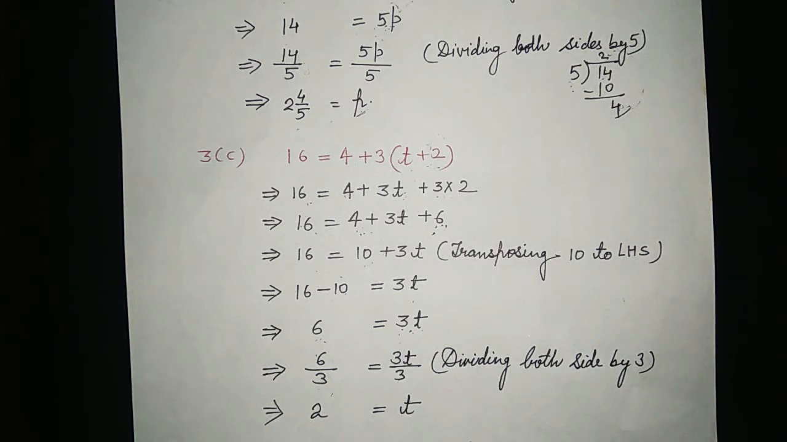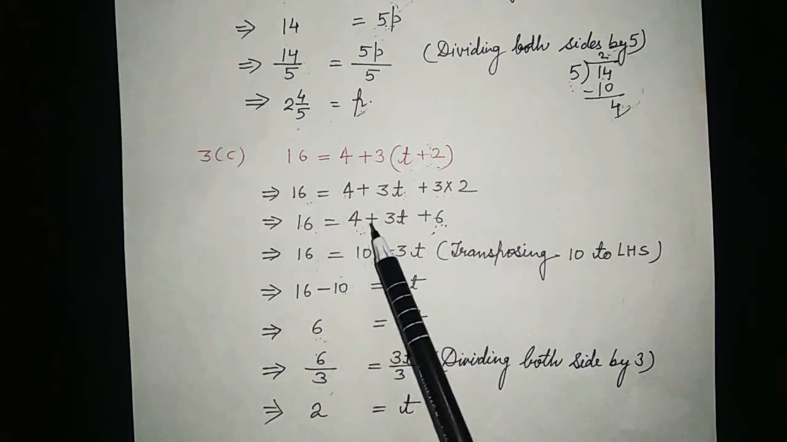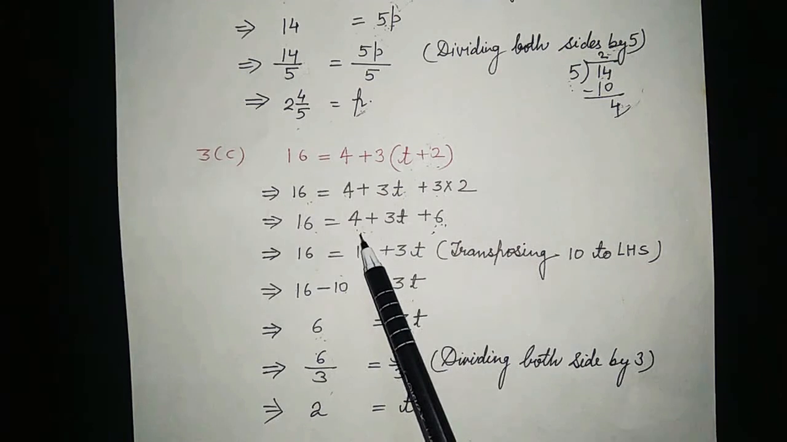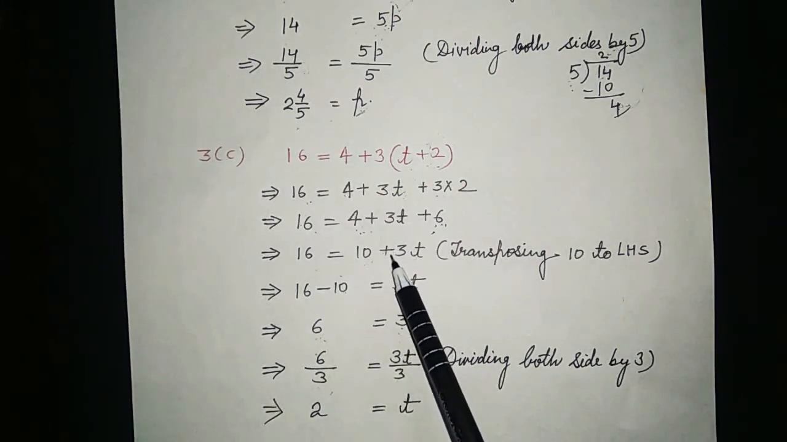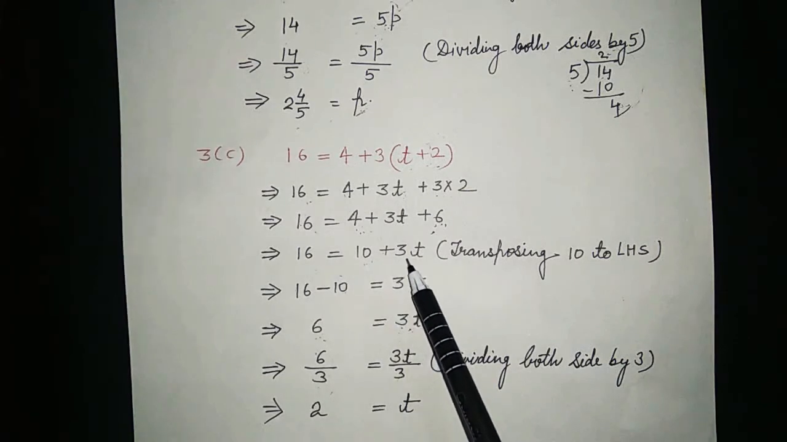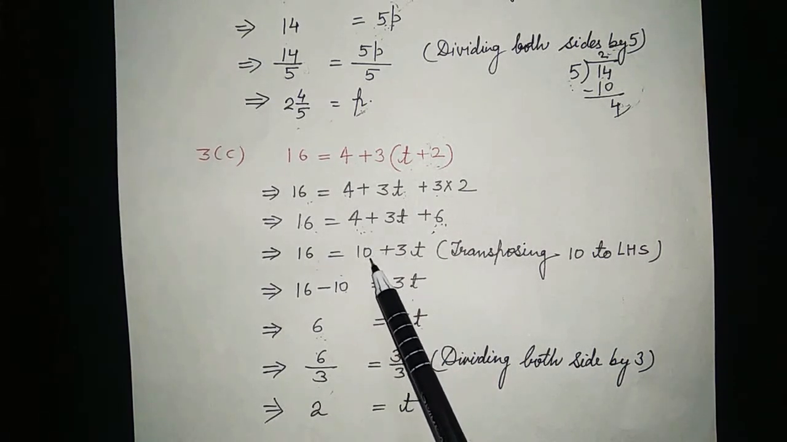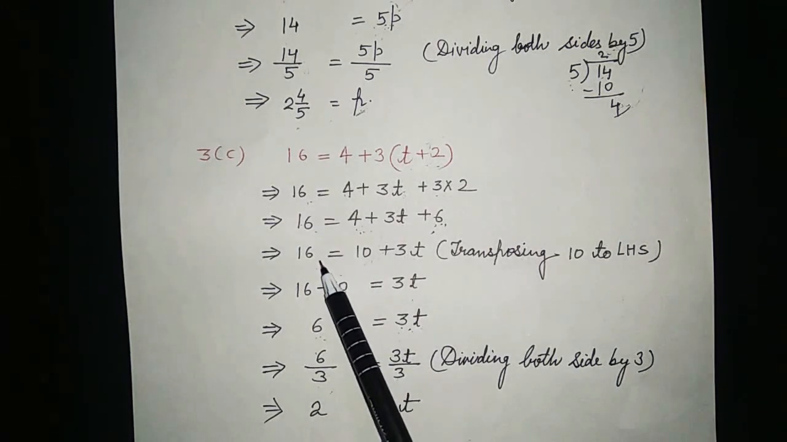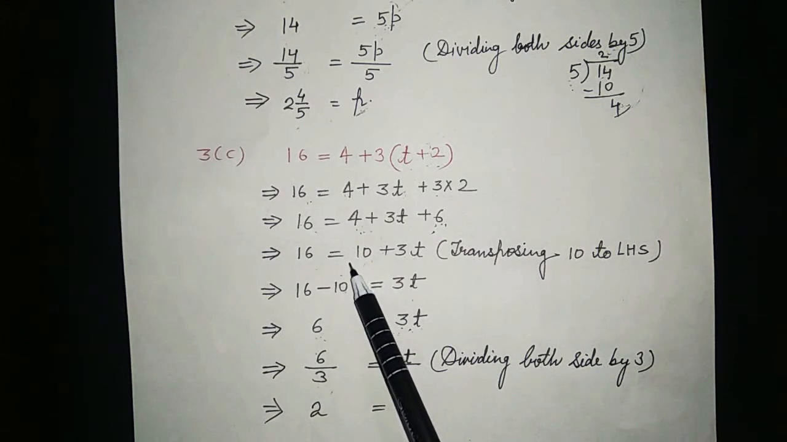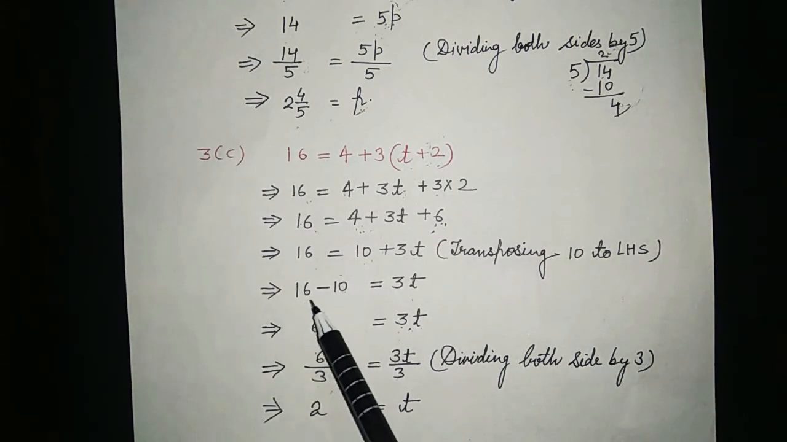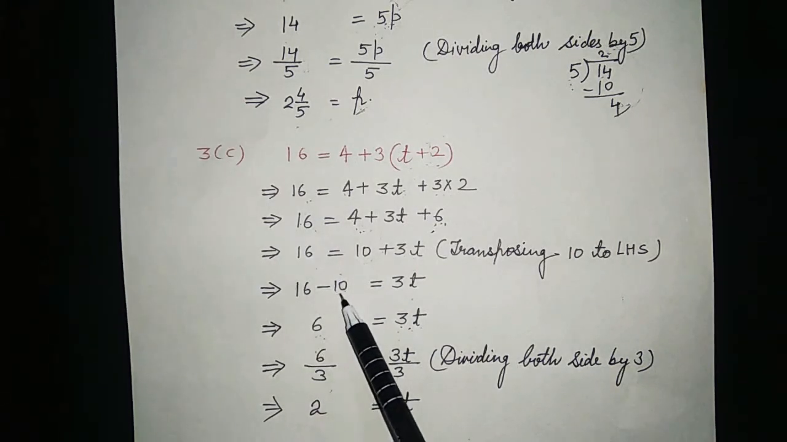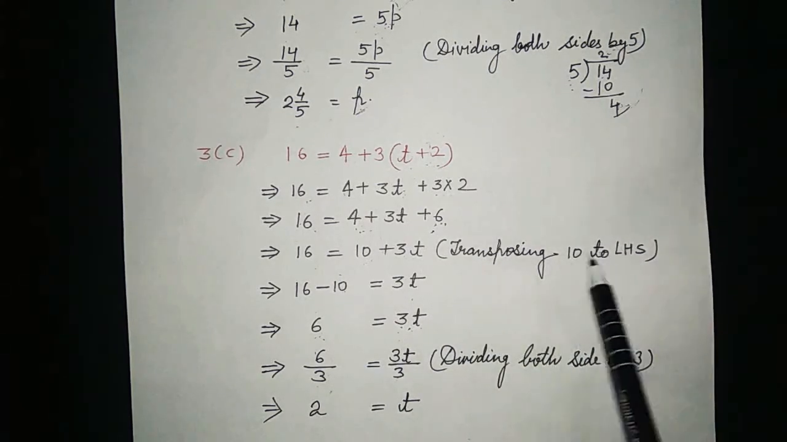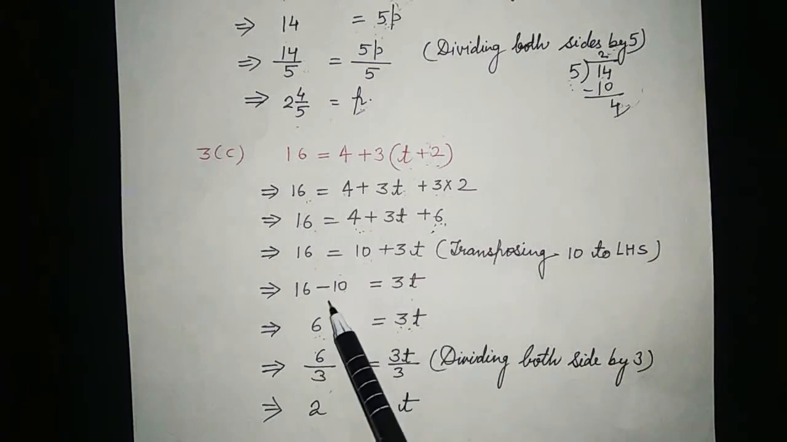Okay. Now in the next step, 16 is equals to 4 plus 6. What will we write here? 10. We will add these two constant numbers. We will get here 10 plus 3t. Now what do we have to do? Here 10, we have to transpose this 10 from the right hand side to the left hand side. So plus 10 will become minus 10. And in the next step, we will get 16 minus 10 is equals to 3t. And the same thing we will write in the bracket: transposing 10 to left hand side.